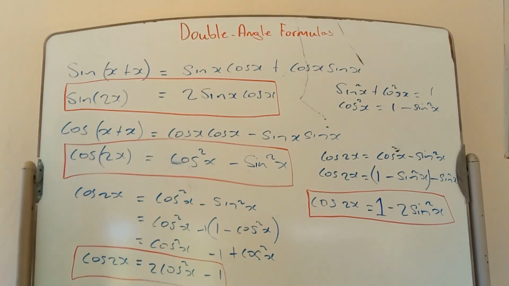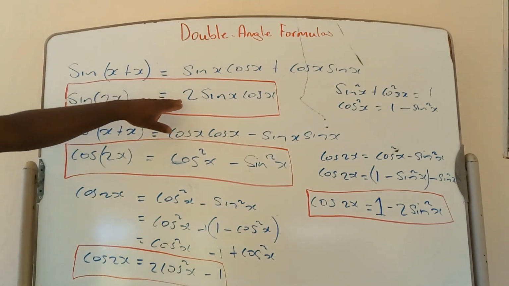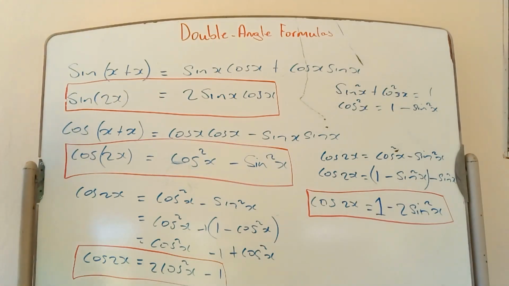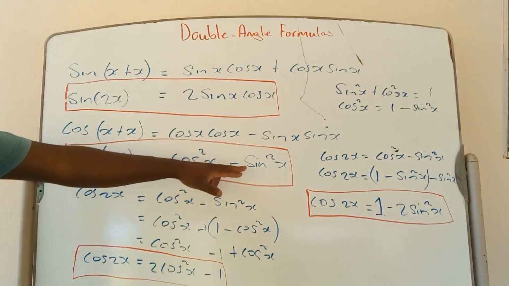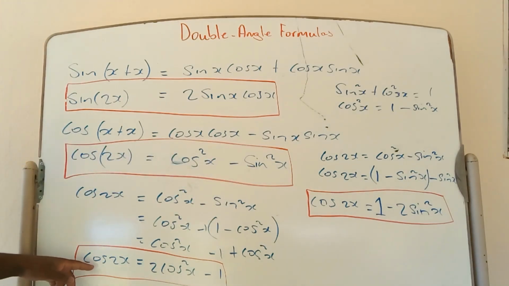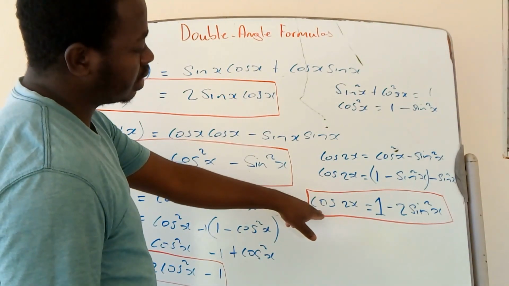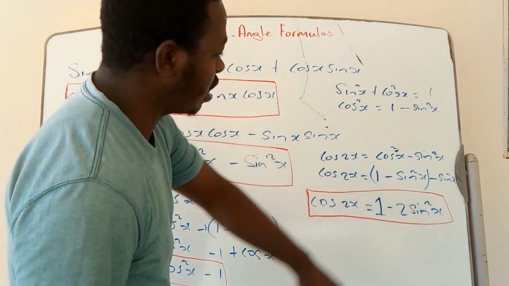So we take what we know, which is the sum formula, and from the sum formula, we applied it, and we generate sine 2x. So sine 2x is just 2 sine x cos x, and that's just one version. But for cos 2x, that's three versions. So cos 2x is actually equal to cos squared x minus sine squared x. Cos 2x is also equal to 2 cos squared x minus 1. And cos 2x is also equal to 1 minus 2 sine squared of x.